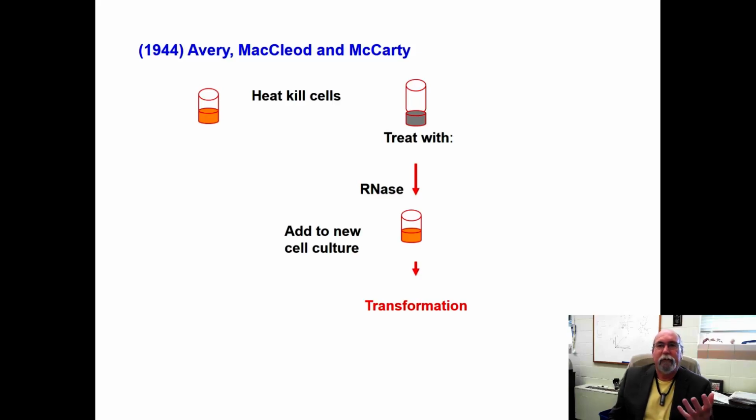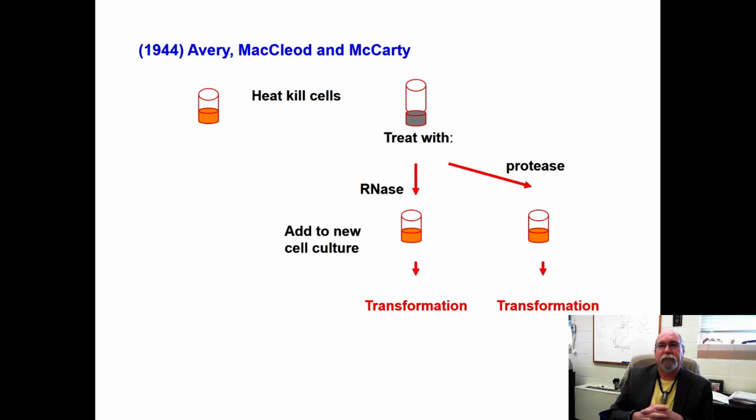Sure enough, there was. In other words, if you go through the same experiment as Griffith's and you remove the RNA, you still get transformation. They then said, okay, let's try it with something else. Let's try it with proteins. Let's kill all the proteins out and see if we get transformation. So they took proteinase and killed off the proteins and asked, do we get transformation or not? Sure enough, they got transformation.